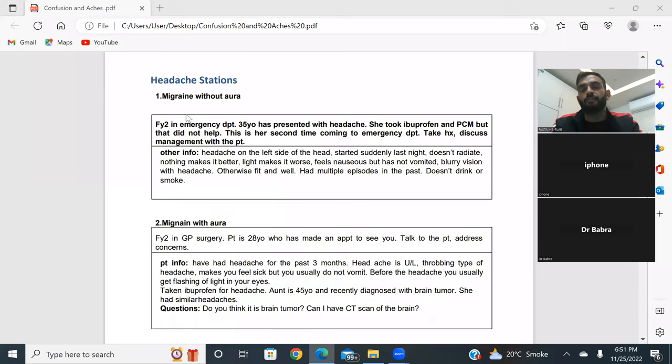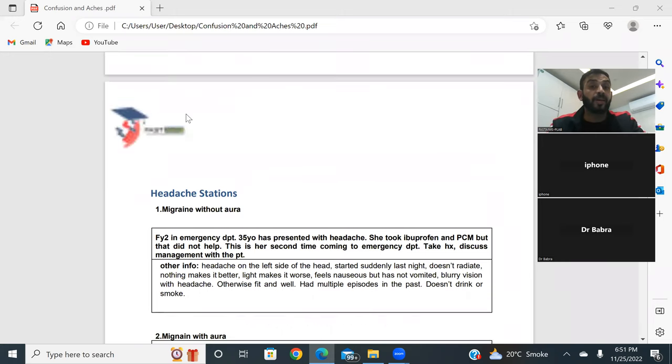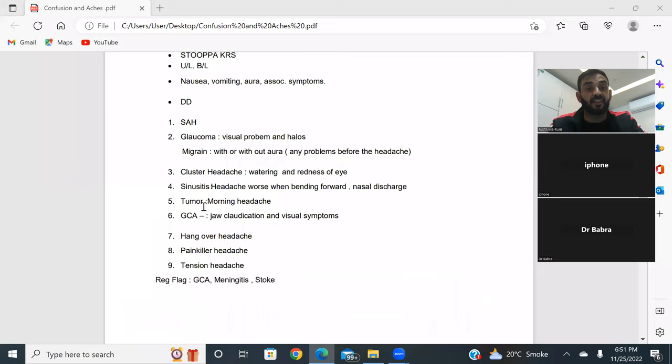The first is migraine without aura and the second is with aura. Whenever you are asking questions regarding migraine, you will be asking about the aura, with or without aura, any problem before the headache. Do you have any sensation, any smell, anything before the start of the headache? So this is aura. You need to always ask this in the migraine scenario.